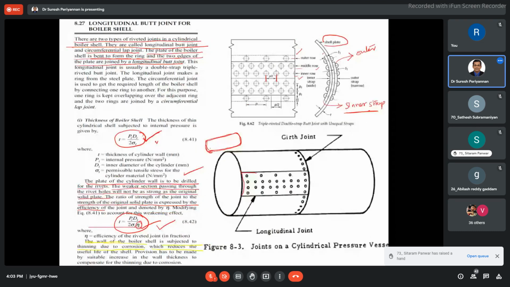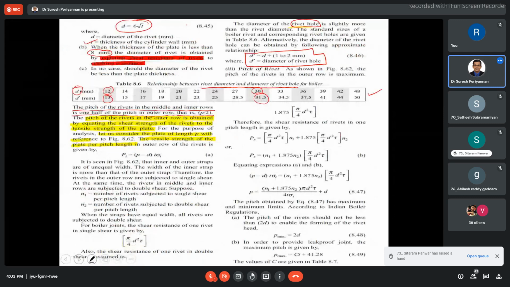Now I'm considering one pitch here. For example, this is the pitch, right? Now, P minus D. What is the tensile force here? It is (P minus D) into sigma T into T, where sigma T is the tensile stress. This is the tensile strength of the plate per pitch length: Pt equals (P minus D) into T into sigma T. This we already discussed.